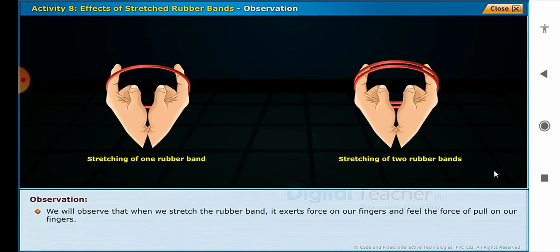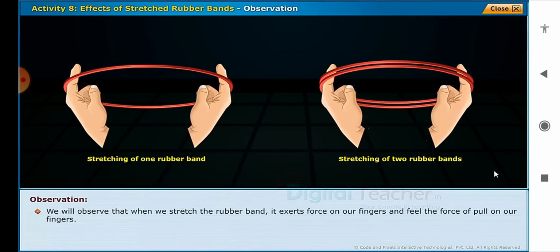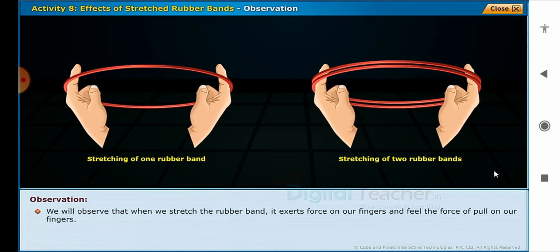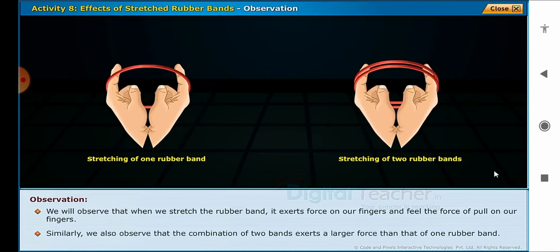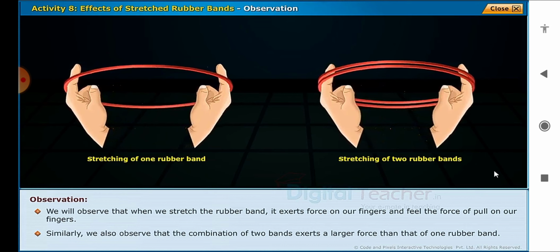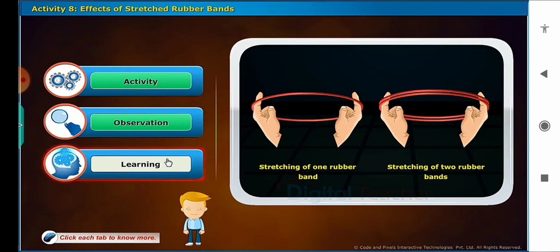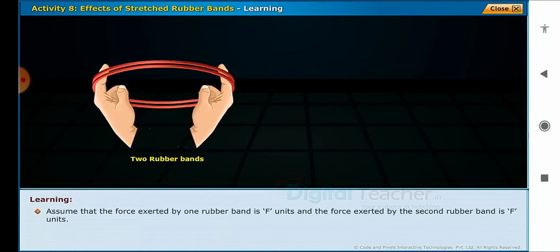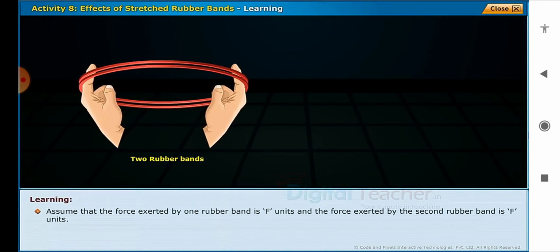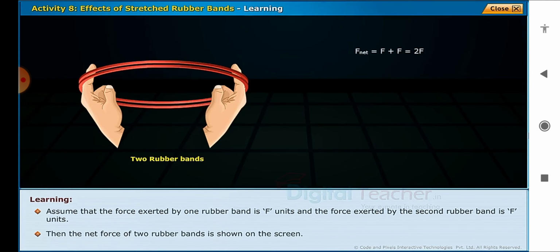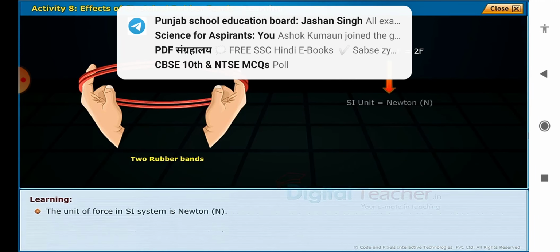We will observe that when we stretch the rubber band, it exerts force on our fingers and we feel the force of pull on our fingers. Similarly, we also observe that the combination of two bands exerts a larger force than that of one rubber band. Assume that the force exerted by one rubber band is F units and the force exerted by the second rubber band is F units. Then the net force of two rubber bands is shown on the screen. The unit of force in SI system is Newton, N.